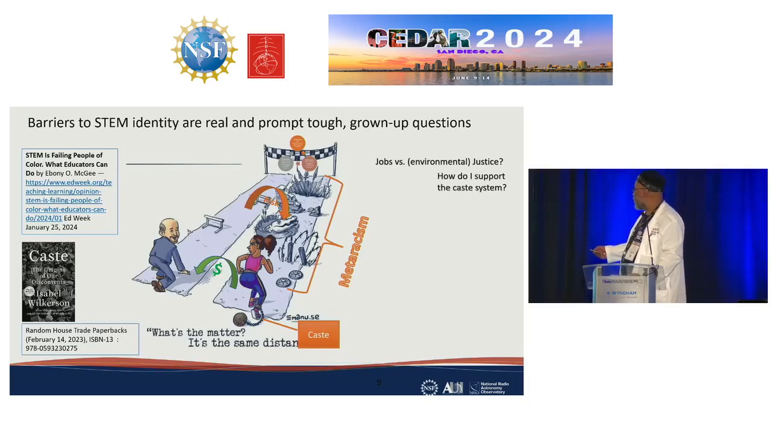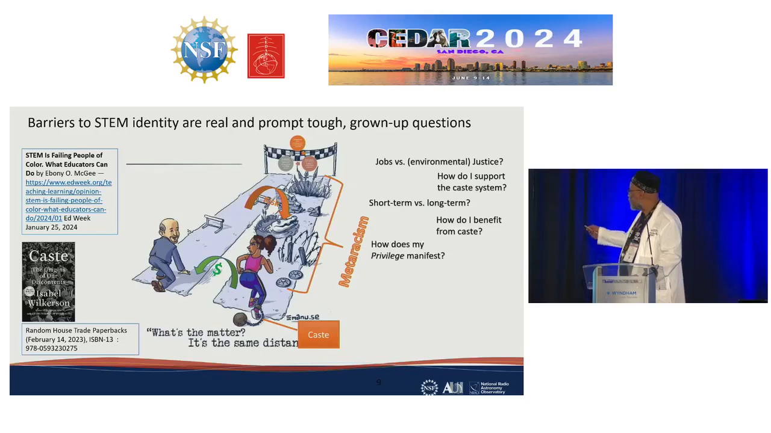Let's see, what else? These are some of the questions that I'm asking myself internally. What effects does this meta-racism have, and how am I complicit in that? And how does privilege manifest? And is it me or is it racism? During the breakfast, I actually mentioned something, and it's a slight diversion, but I'm going to mention it now.